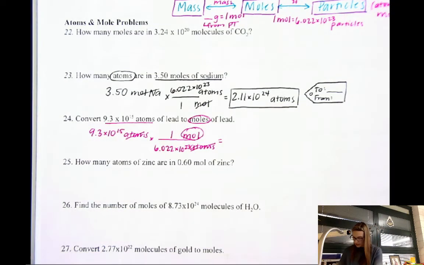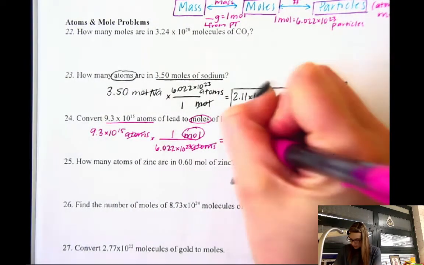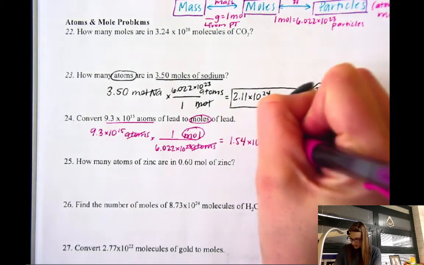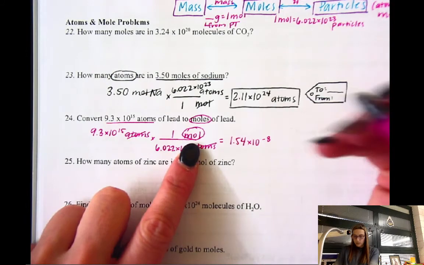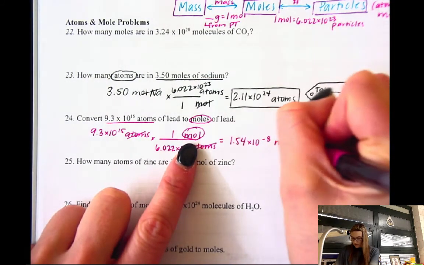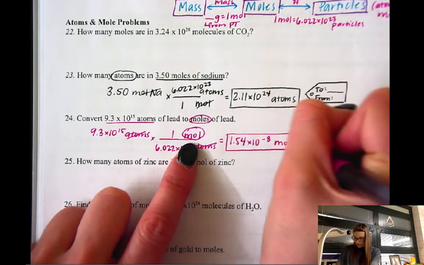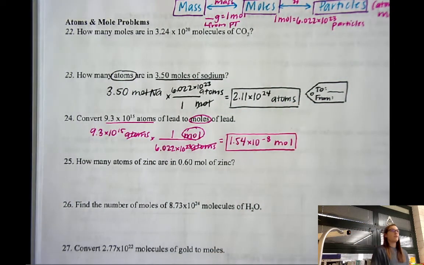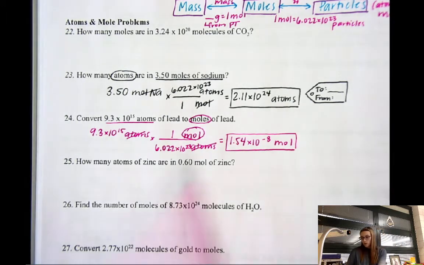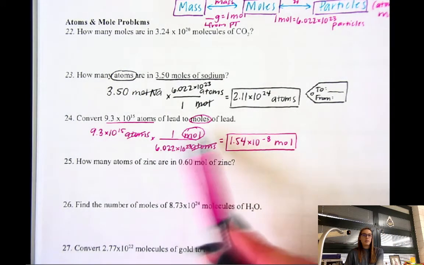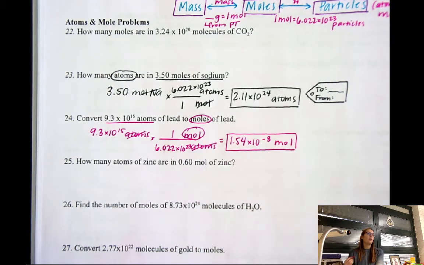So to write our answer down, 1.54 times 10 to the negative 8, and then look at the unit that we circled. It's moles. All right, 1.54 times 10 to the negative 8 moles. So the numbers are dependent on where your units go. It's always a 1 in front of mole. It's always 6.022 times 10 to the 23rd in front of atoms or molecules.